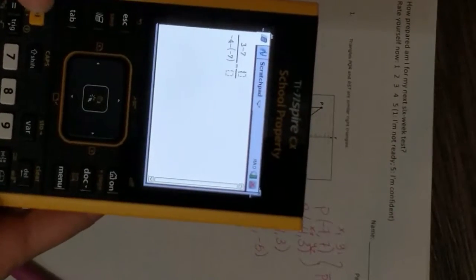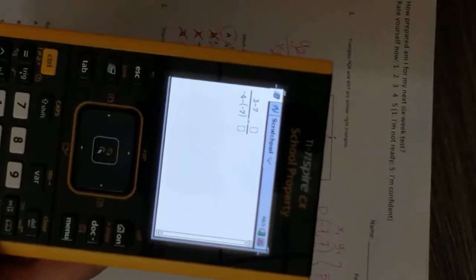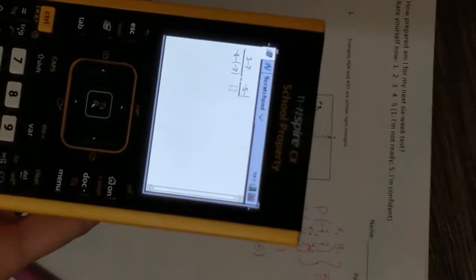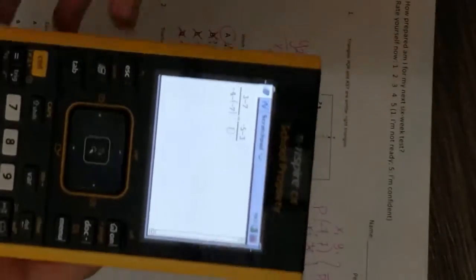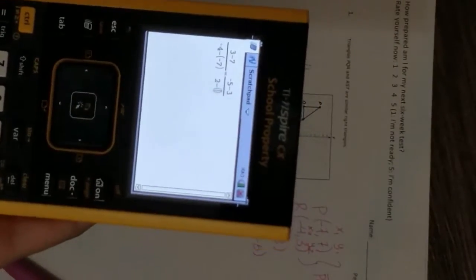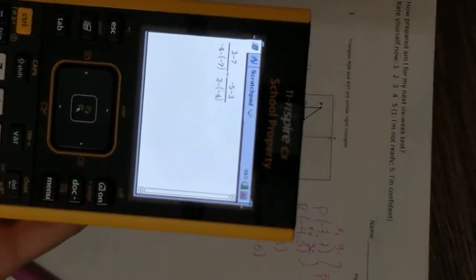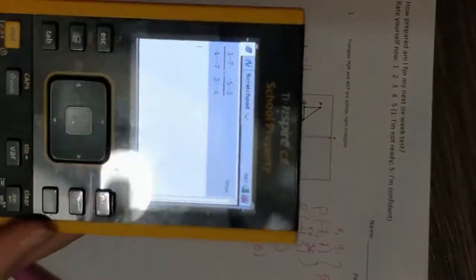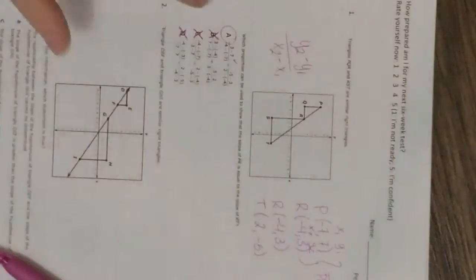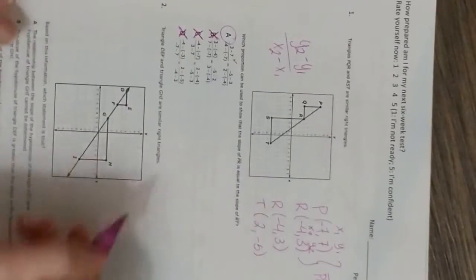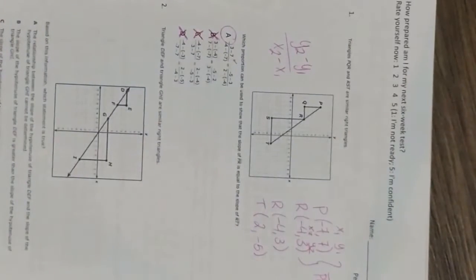Then I'm going to make another fraction, so control and divide. -5 minus 3. Your denominator says 2 minus parentheses -4. Close parentheses. Parentheses are over here. Now I'm going to hit enter, and this says true. So not only did I get it with points, I also confirmed it on the calculator, which is another method. So I definitely know that A is my answer choice for that one.